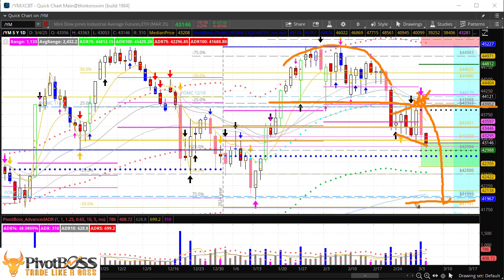That's 42K. 42K is that recent support right there. 41,967, perhaps to be exact there, but you also have the previous low a little bit lower. So right in that zone is the next major area of support below.